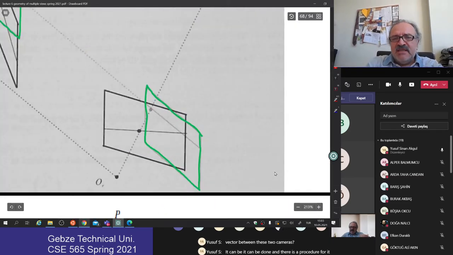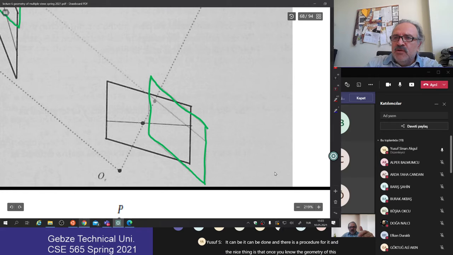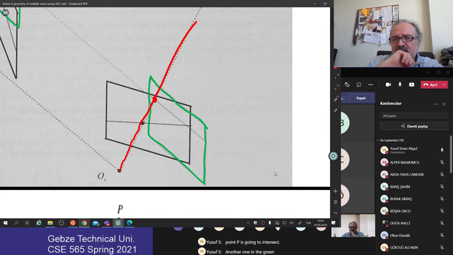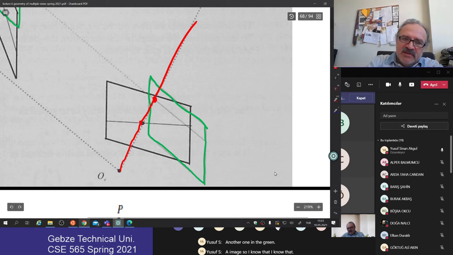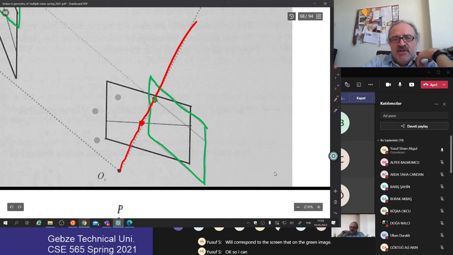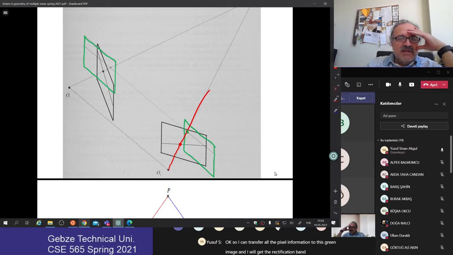And the nice thing is that once you know the geometry of this green camera, you know that if I take this point P and this line from point P, it's going to intersect the green image. So I know that this red dot will correspond to this green dot on the green image. So I can transfer all the pixel information to this green image and I will get the rectification done.